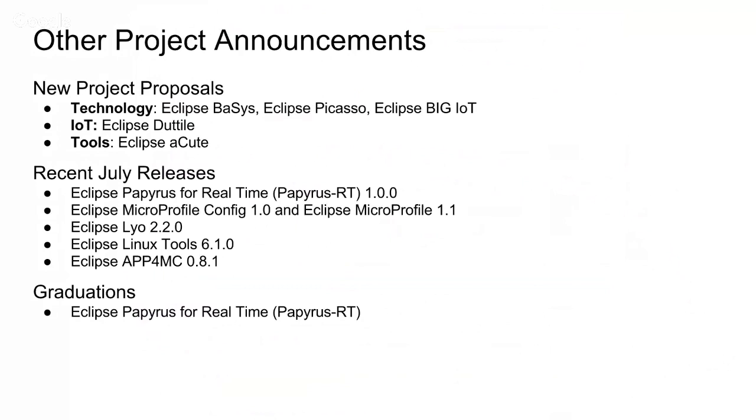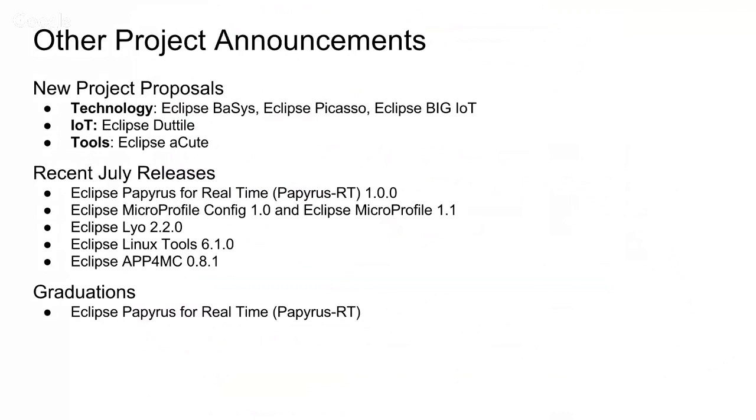There's a handful of recent releases, including the Papyrus for Real-Time, which did their 1.0. They've actually graduated with that release. That's a big deal. Congratulations to the Eclipse Papyrus for Real-Time project. The Eclipse Micro Profile project has actually decided to do component releases. This is something that's been supported by the Eclipse development process for a little while. A project can release some subset of their functionality. Eclipse Micro Profile has decided to do that, so they have their config 1.0 functionality as an independent release with the rest of the project.